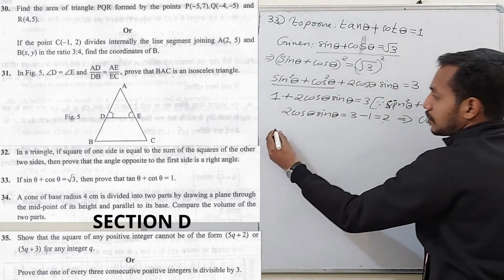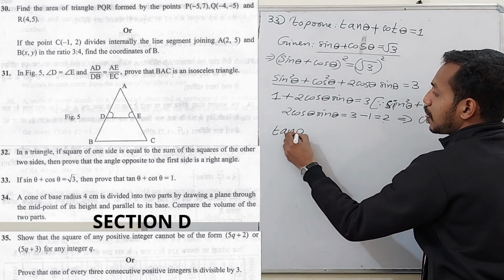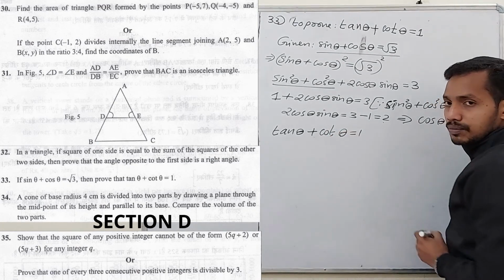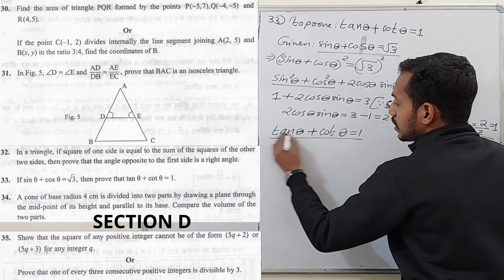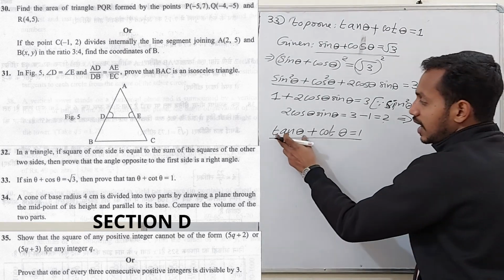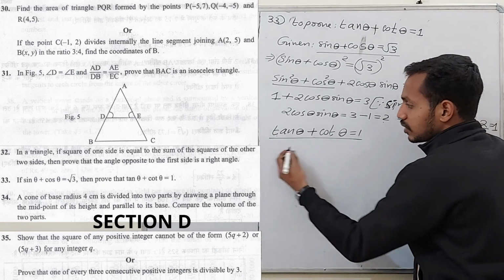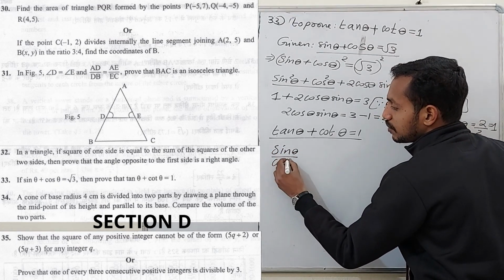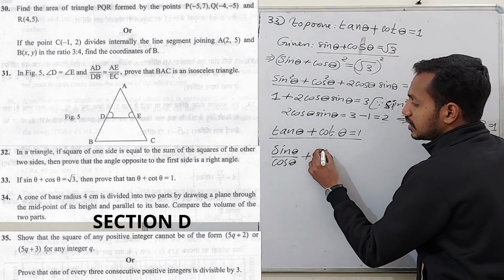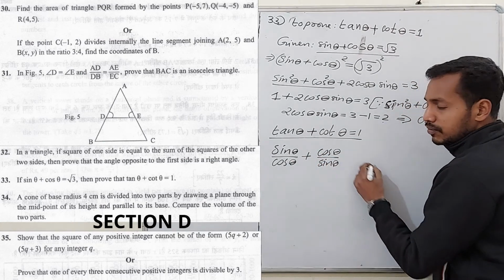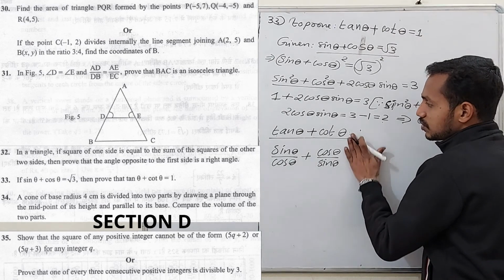Now come to this one. We have tan theta plus cot theta is equal to 1. What is right here? We have the relation in terms of cos and sin, so write tan and cot in terms of sin and cos. What is tan theta? Sin theta by cos theta plus cot theta is cos theta by sin theta. We have to prove this one, so we are taking this one.